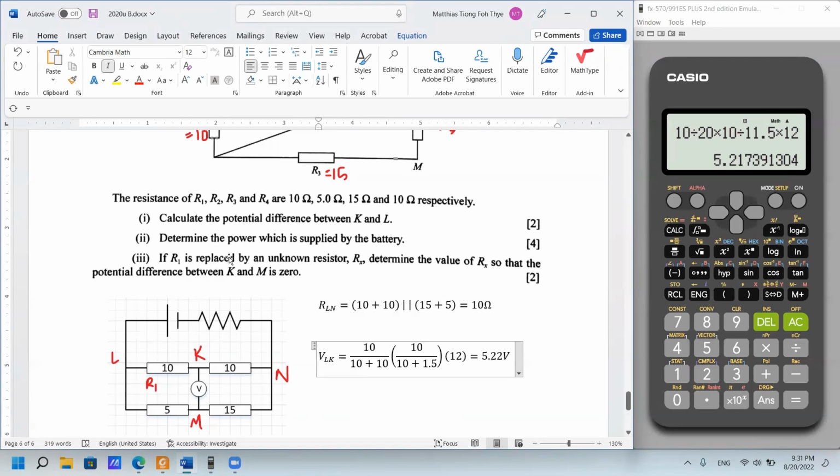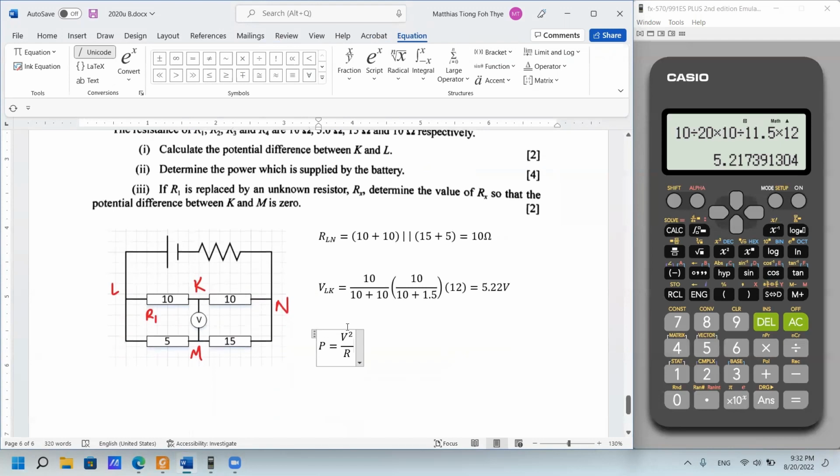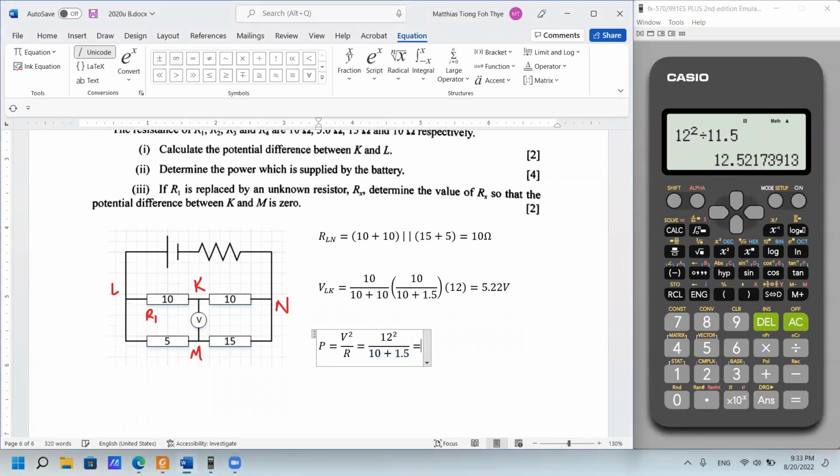And then next is to determine the power supplied by the battery. I'm not sure why this question gives you 4 marks, but the power supplied by the battery can be calculated by the formula power equals V squared over R, where the voltage is the voltage across all the resistors, which is 12 volts, divided by the total resistance, which is 10 plus 1.5 ohm. Just key in the values: 12 squared divided by 11.5, and the answer is 12.521 watt.